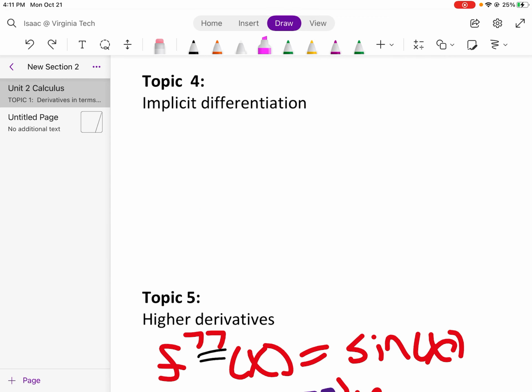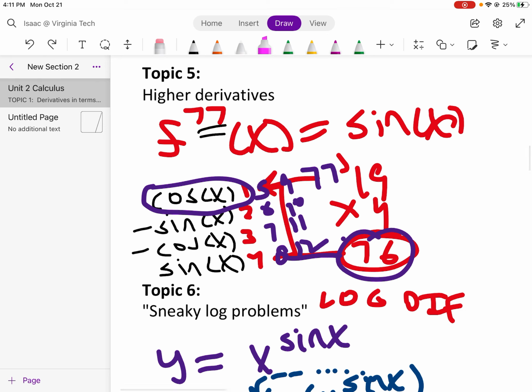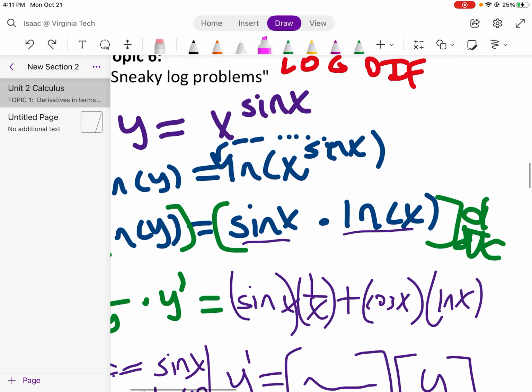Implicit differentiation, if you take the derivative of something with respect to a different letter, like for example d dt, there's always going to be a prime multiplied by the derivative of what you took. So d dt of x squared would be 2x x prime. Higher derivatives, you just do it over and over, and you might be able to find a pattern like we did for this.